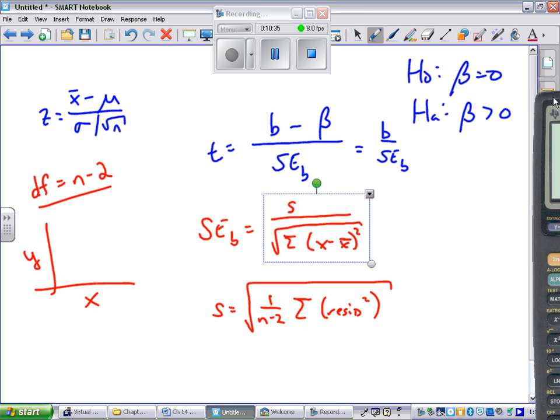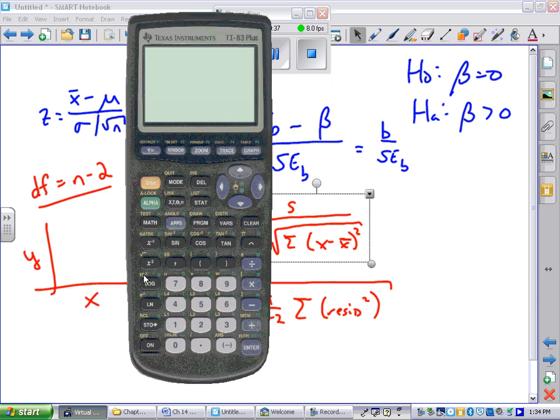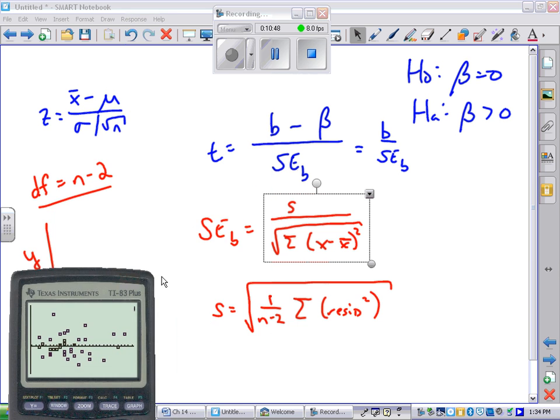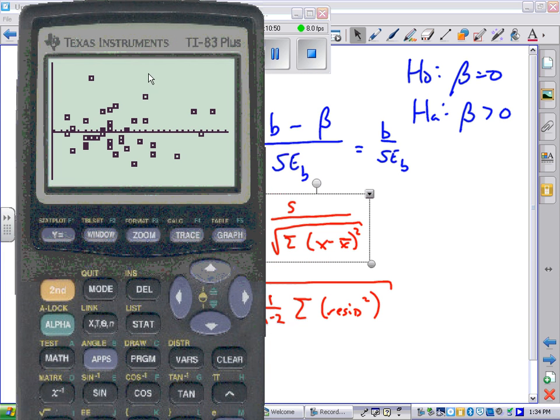So here's my calculator. Let's go back and look at the residual plot. So I'm going to look at this one more time. All right, here's a residual plot, and these distances are called residuals. If I sort of look at the average residual and how spread out that average residual is, that's what this S is all about.